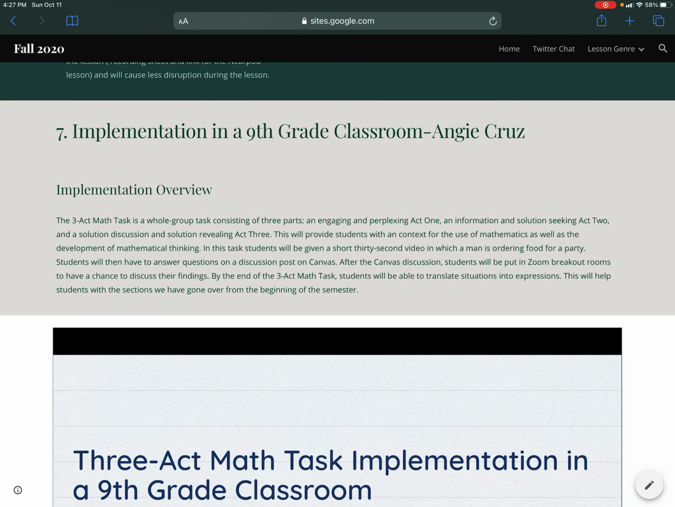Hello everyone and welcome. This is going to be the implementation in a ninth grade classroom. So here I have the implementation overview.